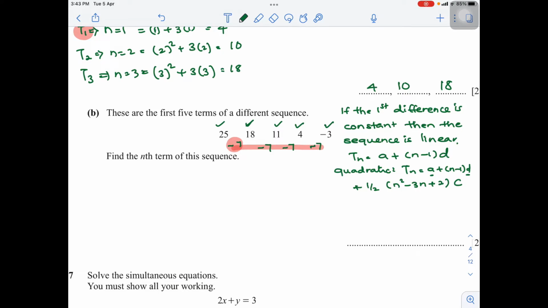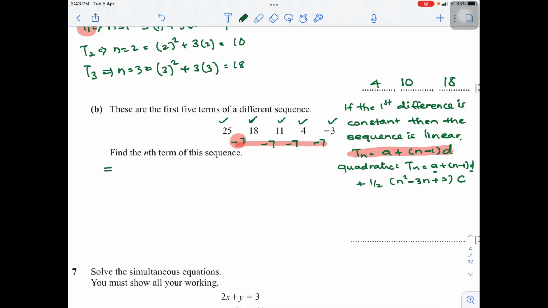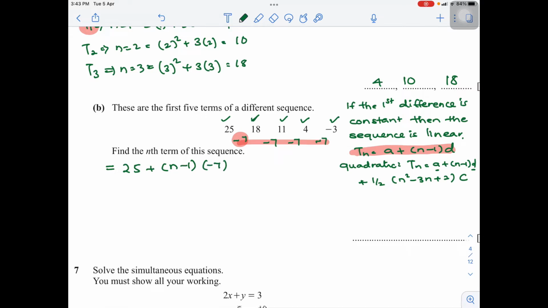Find the nth term of this sequence. Now our sequence here is linear, so I'm using that. So Tn equals a plus n minus 1 times d. A is the first term, which is here 25. N minus 1, because I'm finding the nth term. I don't know what n is. If they say find the 8th term, then n will be 8. If they say 25th term, then n is 25. But here they say nth term, so n is n. And d is negative 7.